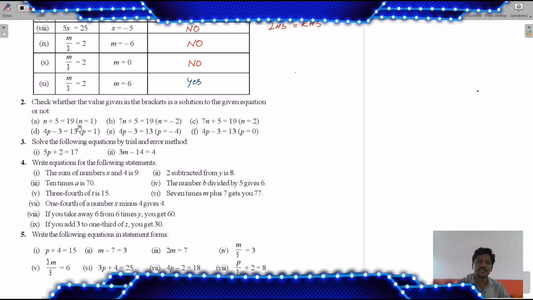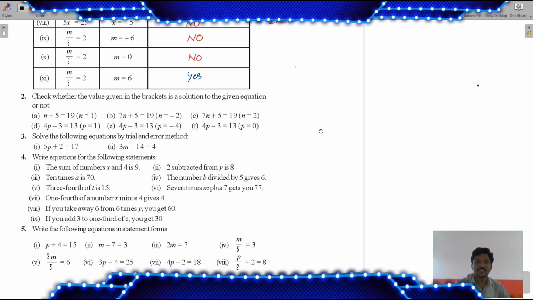Here he has given the value in the brackets. We need to substitute these values in the equation and get the RHS. If we get the correct RHS, then the value given is correct, otherwise it is wrong.